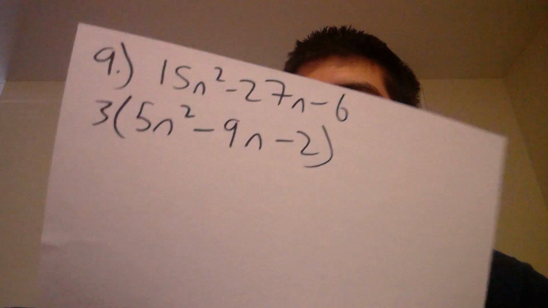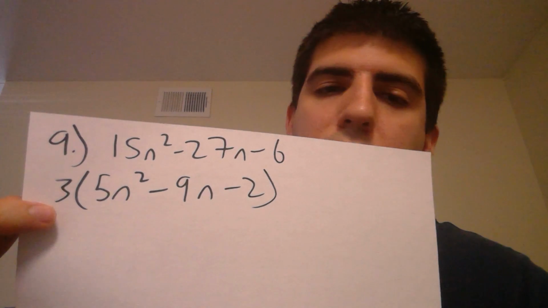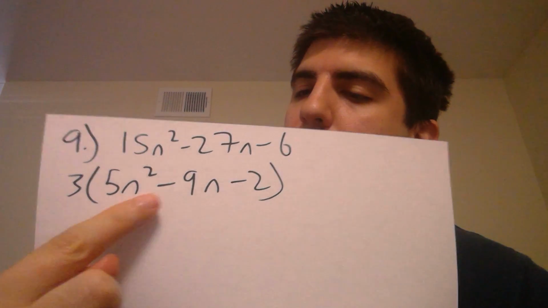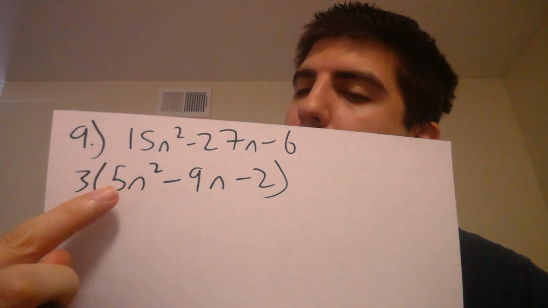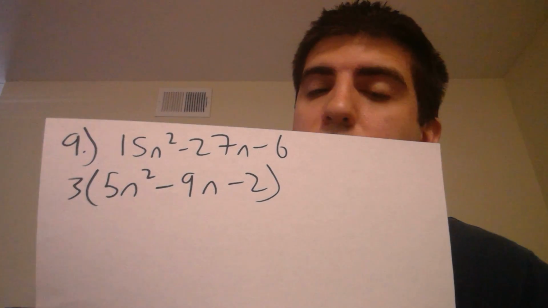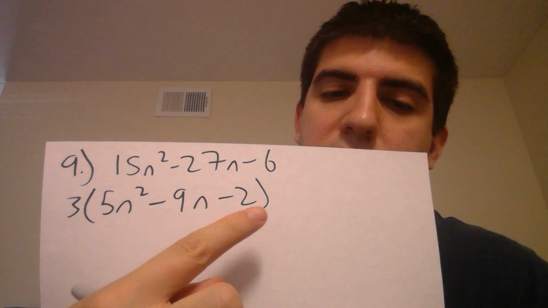And now basically, guys, I'm doing the exact same thing we did before, but I'm just going to have this 3 in front. He's just going to come along for the ride. It's going to be tagging along the entire way. And that's just kind of it. So same idea as before, guys. We're doing the AC method. So A is 5, C is negative 2.